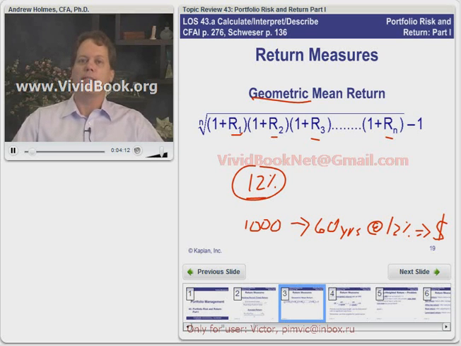The point is, arithmetic returns, if there's any variation, differ from geometric returns. If we want to average 2, 2, and 2, it doesn't matter if we take the arithmetic or the geometric return.